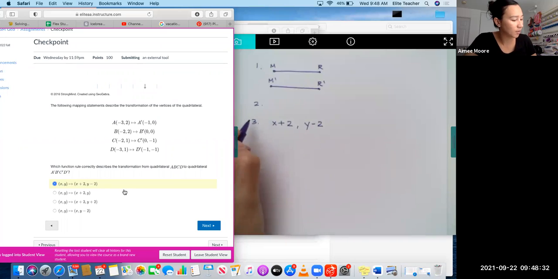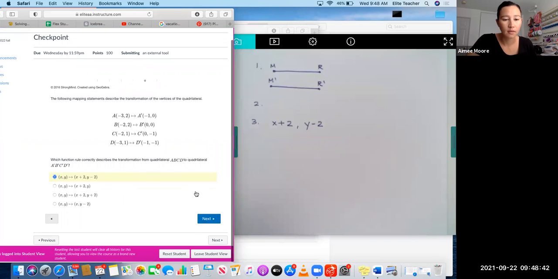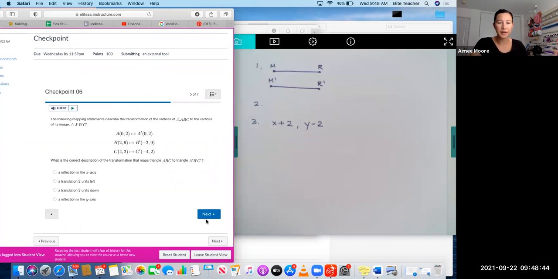I think this is actually number 4, huh? Not that they're numbered. All right, moving on. Number 5. The following mapping statements describe the transformation of the vertices of triangle ABC to the vertices of its image triangle A prime, B prime, C prime. What is the correct description of the transformation that maps triangle ABC to triangle A prime, B prime, C prime?